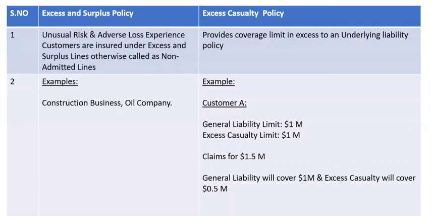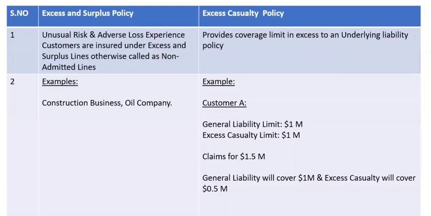The point I wanted to explain here is that excess and surplus policy is nothing but a non-admitted policy which covers unusual risk, otherwise a customer with adverse loss experience. A couple of examples: a construction business or an oil company can take their policy under non-admitted carriers, which is otherwise called excess and surplus policy.